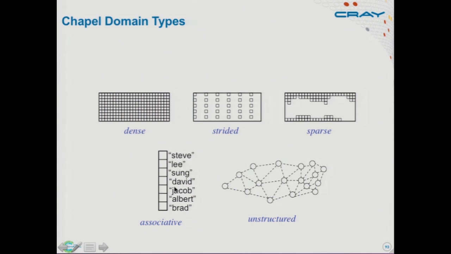You can have associative domains, which are basically like sets of arbitrary values. Here I've got a set of strings, basically. And these, getting ahead of myself a little bit, are used to implement hash table-like data structures or dictionaries. And then we have what we call unstructured domains, which are designed to support pointer-based data structures. Okay, so again, in all of these cases, these are just sets of indices, abstractly, that you can name and talk about.